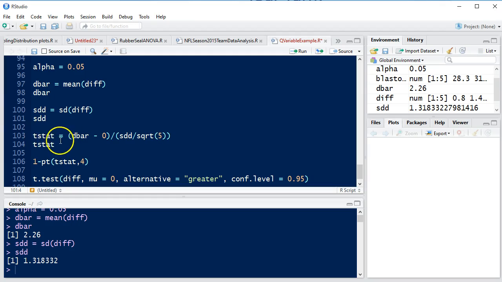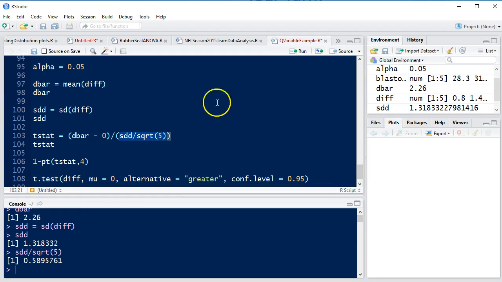And lastly, if we want to calculate now the test statistic, we can set up d bar minus our mu d, the hypothesis for that, which is equal to 0. So d bar minus 0, our hypothesized claim, over our SDD, so our standard deviation of the differences, divided by the square root of n. So that's the number of differences. This is going to give us standard error. So if we want to just look at what this value is equal to, it is 0.5895. So this is then our standard error.